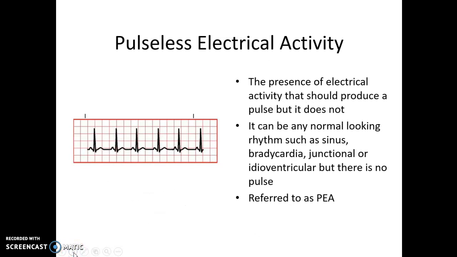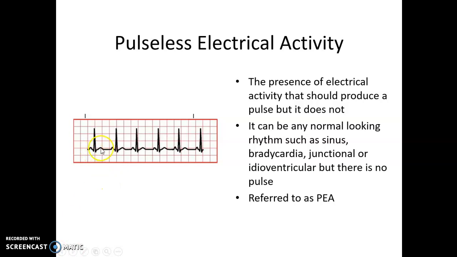Now, the last thing we're going to talk about in this section is pulseless electrical activity, PEA. This is the presence of electrical activity that should produce a pulse, but it's not. So it can be any normal looking rhythm. I can have something that looks like this.